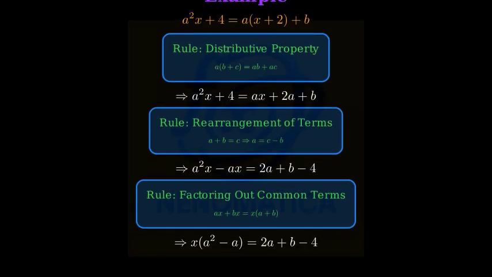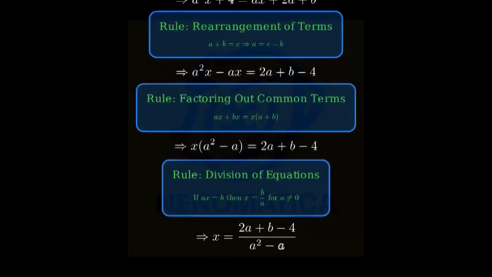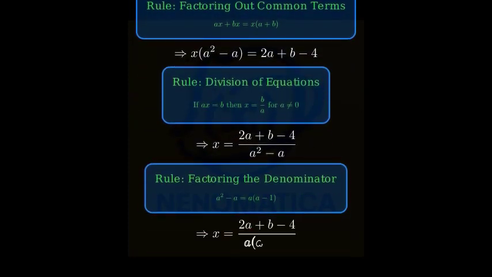We can see that x is common to both terms, so we get x times a squared minus a on the left. For the fourth step, we'll solve for x by dividing both sides of the equation by a squared minus a. In the fifth step, we'll simplify the denominator. We can factor out a from a squared minus a to get a times a minus 1. Now we need to consider special cases.